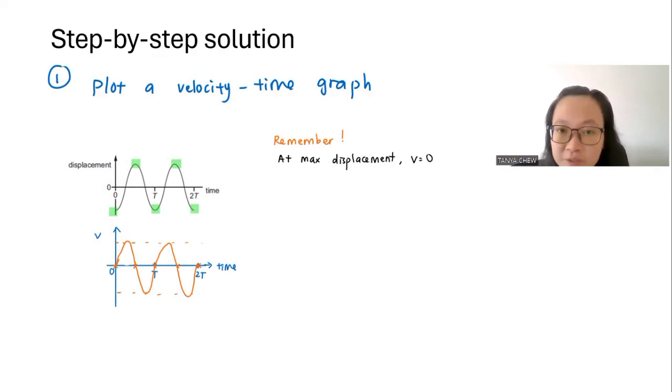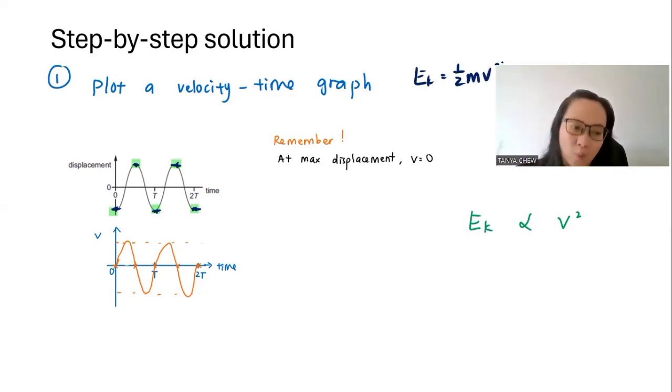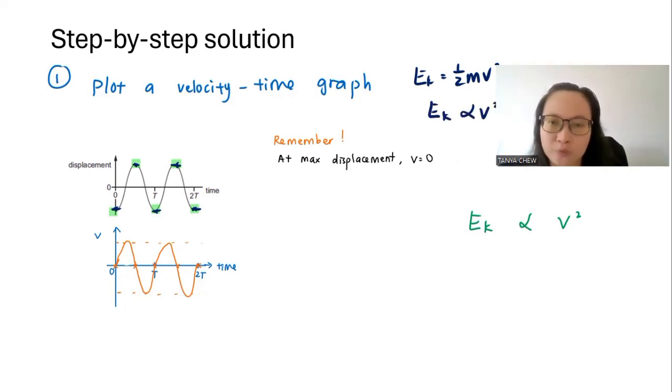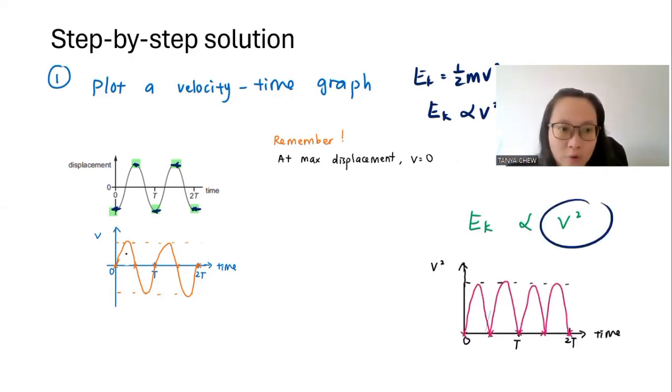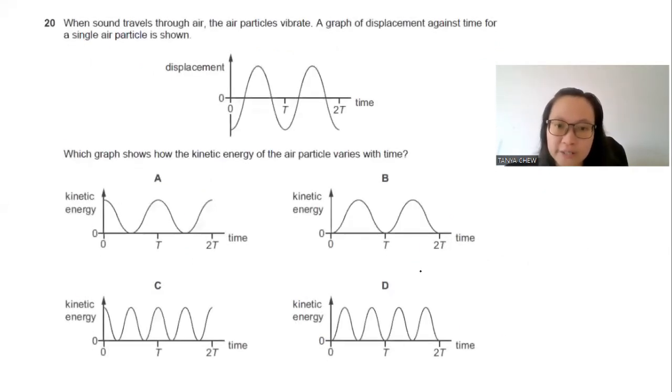So remember, at maximum displacement, v is always equal to 0, because when you draw a tangent here, it will always give you 0 gradient. And then after that, this is my velocity time graph that I have plotted roughly like that. So kinetic energy is equal to half mv squared. In this case, because this is about one air particle, the mass of the air particle is constant. So you can say that kinetic energy is directly proportional to the speed squared, or the velocity you square it. Right? So when you square it, all the negative values become positive. So that is why you get this graph right here. So the answer is definitely D.